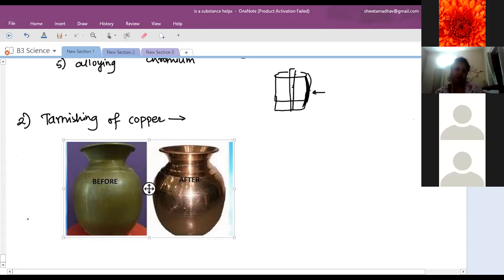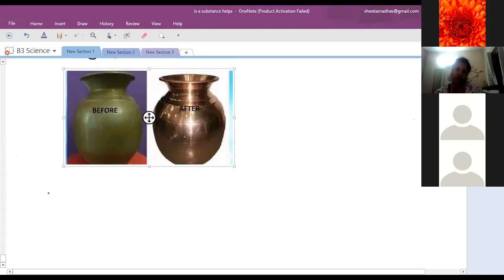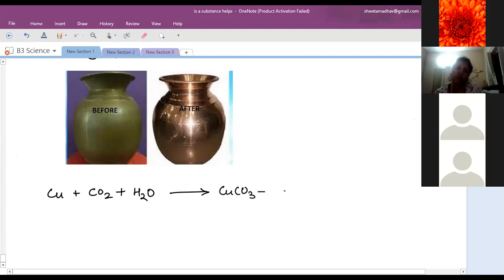So copper combines with atmospheric carbon dioxide and moisture. It won't react with oxygen easily, it reacts with carbon dioxide easily. So it will form copper carbonate and copper hydroxide, which are greenish in color. So the greenish coating is due to the formation of these two compounds. And these two compounds are basic in nature.